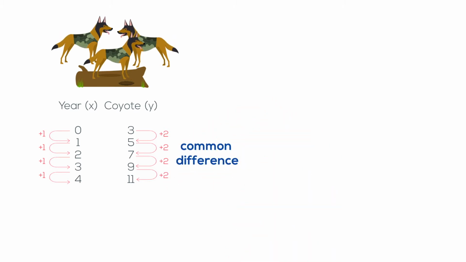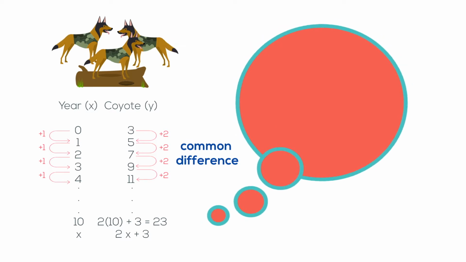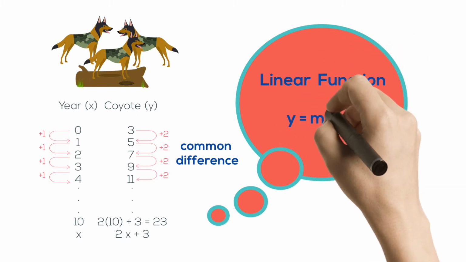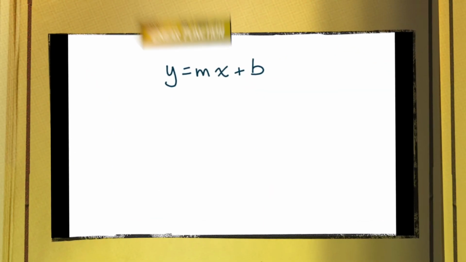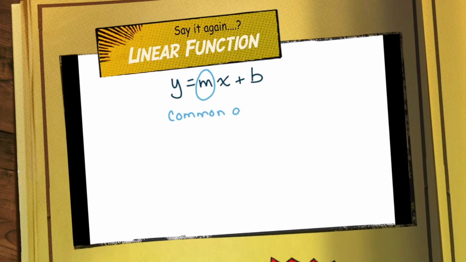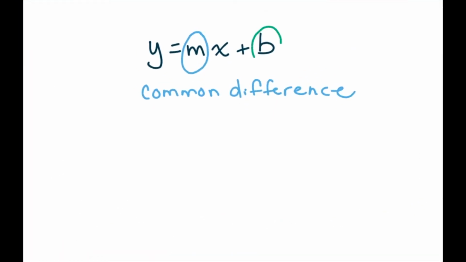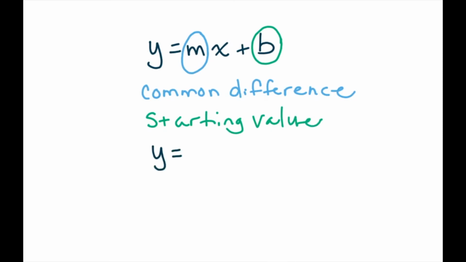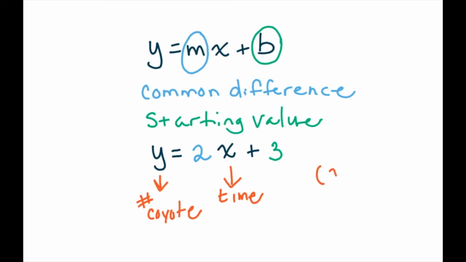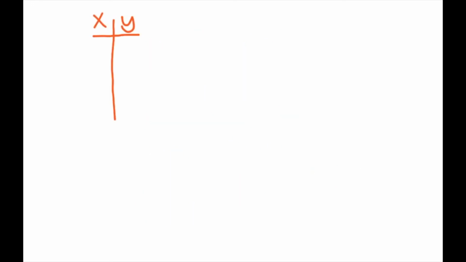Perhaps you can even guess the equation. You got it. It's a linear function. In a linear function, the coefficient of x, or the slope, is your common difference. And the constant term, the b, is your starting value. So for our example, that would be y equals 2x plus 3. We can test out our equation by simply plugging in the x values from our model and seeing if they match the output of y. This would be a good time to pause the video and see if you can do that yourself.